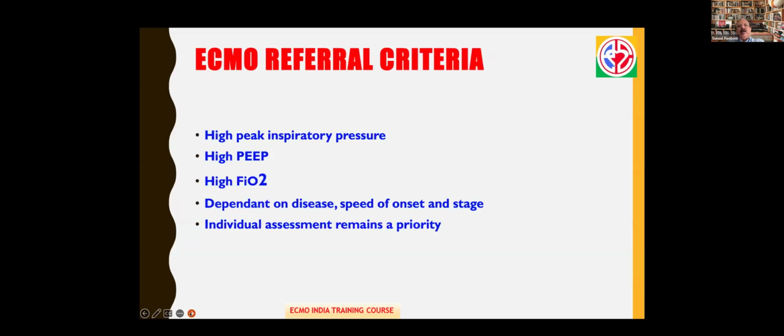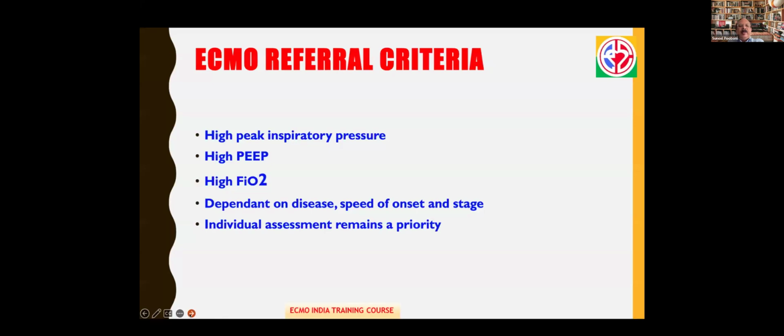ECMO referral criteria are high peak inspiratory pressure, usually around 30 or 35, high PEEP more than 10, and high FiO2 close to 90% to 100%, dependent on the disease, speed of onset and stage.